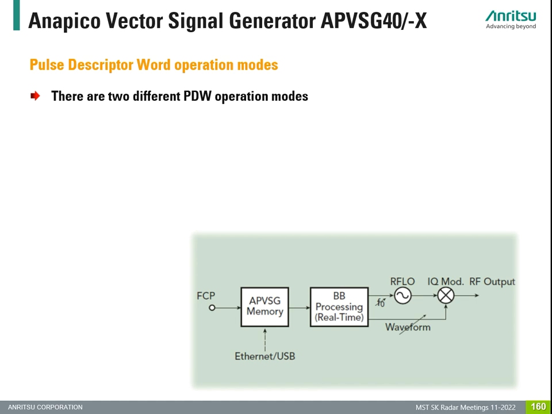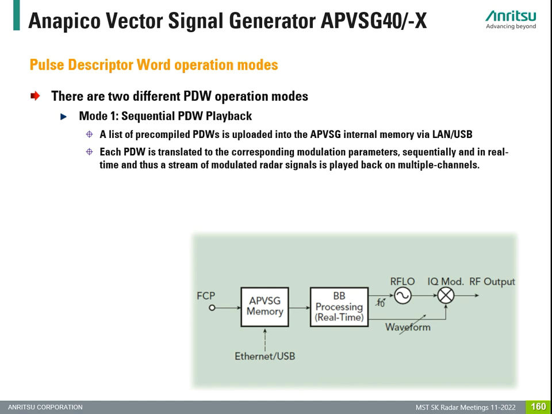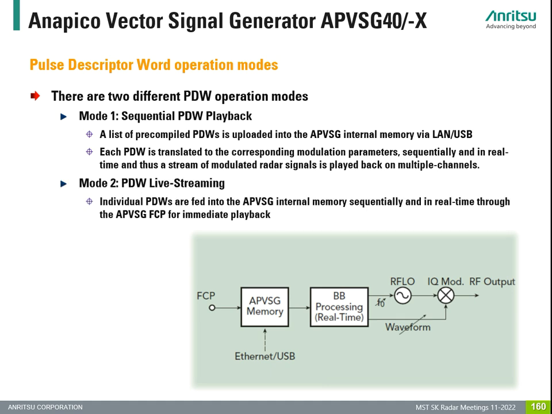The app VSG provides two different pulse descriptor word operation modes. The first, the so-called sequential playback, where several pre-compiled PDWs are uploaded into the device memory via local area network. The operation of multiple channels is also possible here. Second, the PDW live streaming, where parameters are streamed via the fast control port, the so-called FCP, directly into the memory for playback.